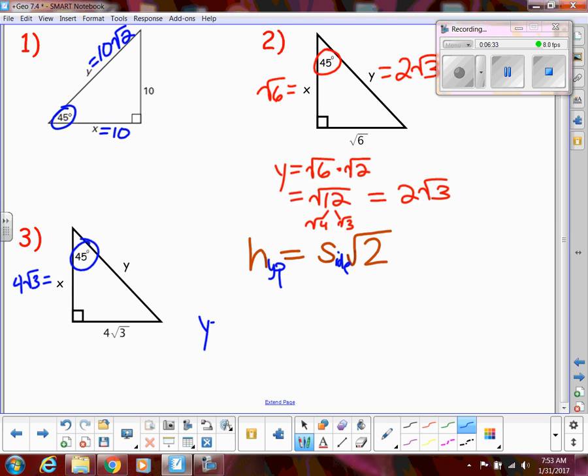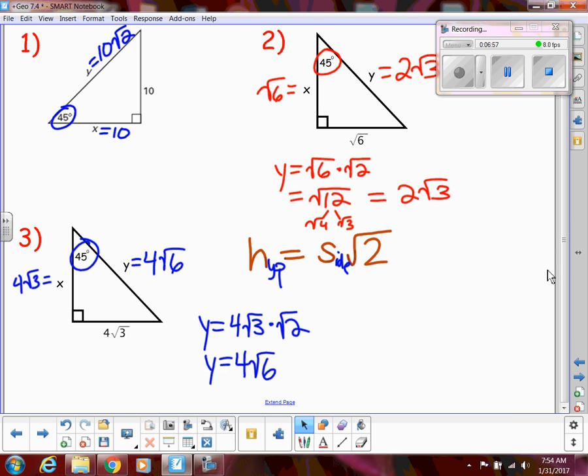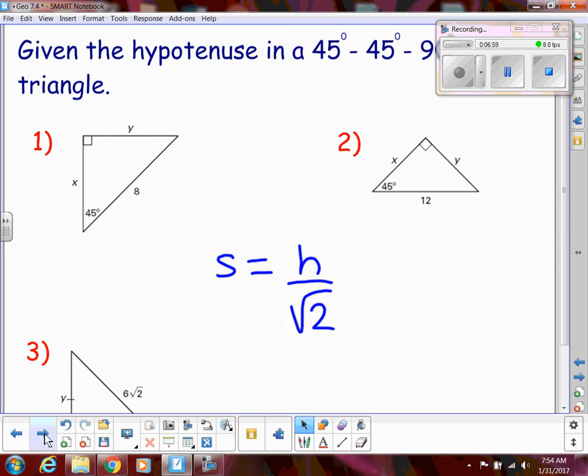And then y is going to be that side, 4 root 3, times the square root of 2. Remember, the 4 does not get multiplied by anything underneath the square root. So the 4 stays 4. The two numbers underneath the square root get multiplied together, and that's root 6. Root 6 cannot be broken down, so our hypotenuse is simply 4 root 6. All right, easy enough, right? That pattern helps us a lot with time.